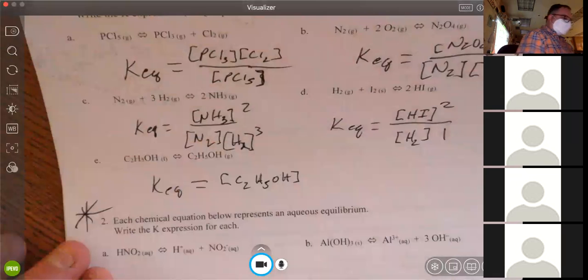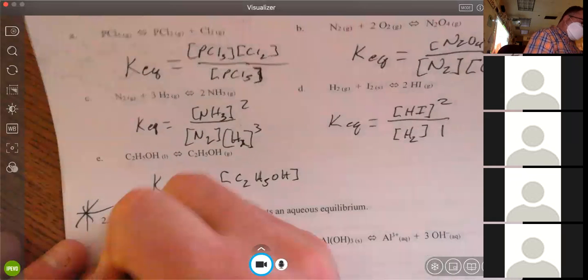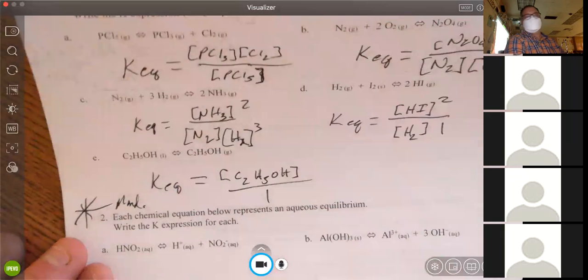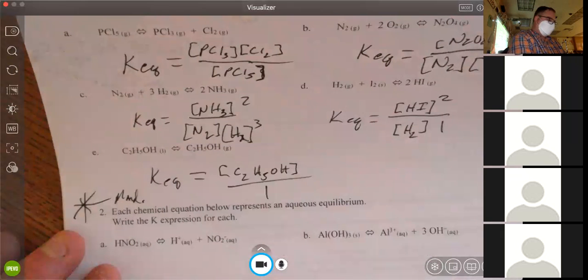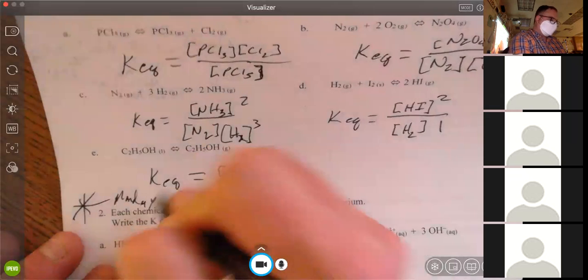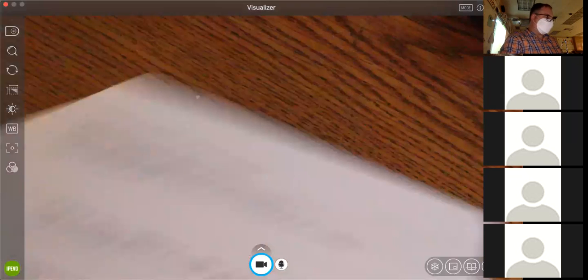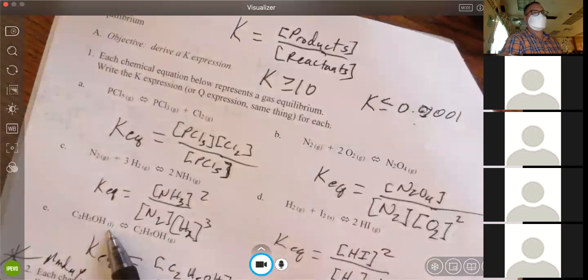For Monday, complete this. Oh, it's the same one. Because it's liquid, so it's over 1. Wait, oh, it's not. Well, that's an L. Talking about the state of matter of this.